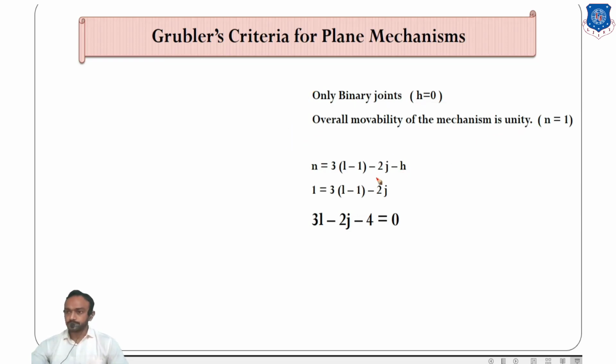So when we put h equal to 0 and N equal to 1, this equation becomes 3L minus 2j minus 4. This formula is used only and only for mechanisms where the degree of freedom is 1 and there is no higher pair. So 3L minus 2j minus 4 is equal to 0.